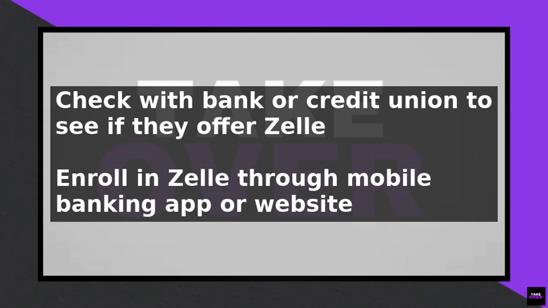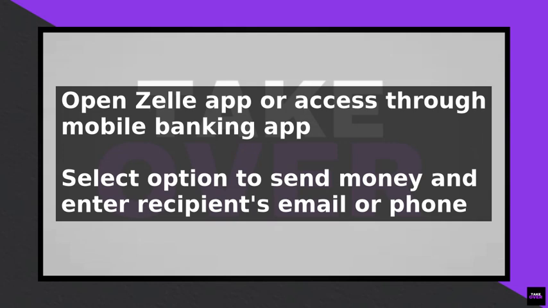Once you are enrolled, open the Zelle app or access it through your mobile banking app. Select the option to send money and enter the recipient's email address or mobile phone number. Make sure to use the recipient's email address or phone number that they used to enroll in Zelle.